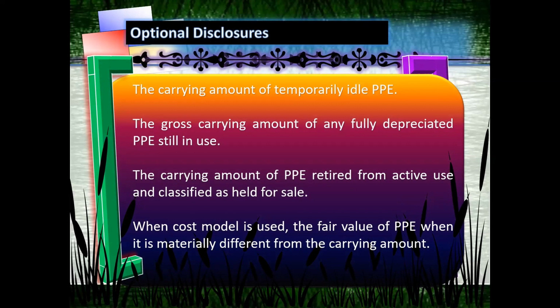Na example, tong sa number 4 or sa last item. So if the entity opted for the cost model, then you have to disclose the fair value of the PPE when it is materially different from the carrying amount. So yan, kasi may pagkukumparahan ka. You just have to take up or disclose kung magkano ang fair value ng PPE.